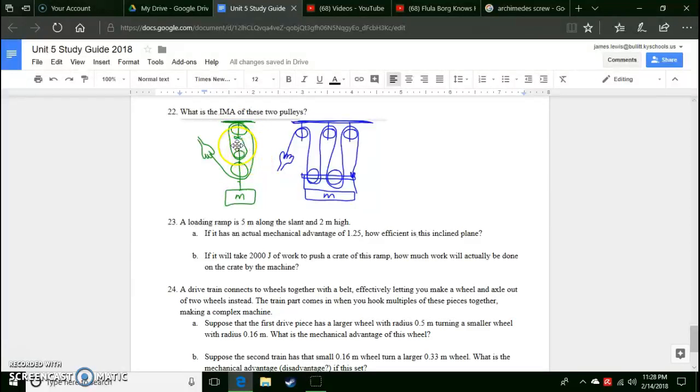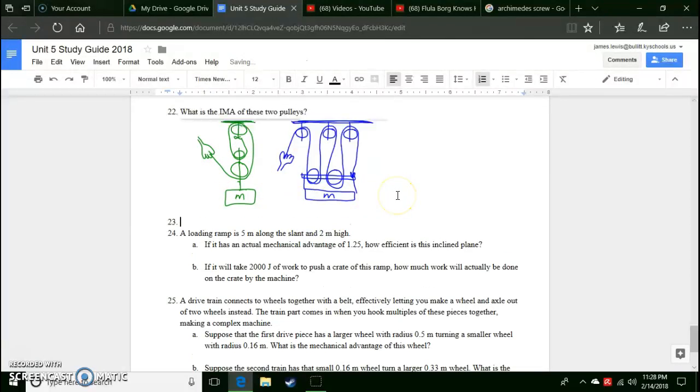So if I circle around the load, how many strings do I cross? How many are attached directly to the load? Well, this one is attached to the bottom pulley. This one is attached to the first pulley. That one is attached to the first pulley. And this one is attached to the bottom pulley. So 1, 2, 3, 4 strings. So the first IMA is going to be 4. So green equals 4.